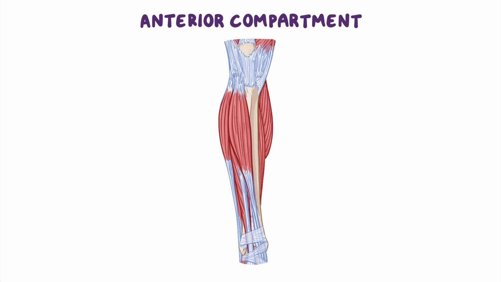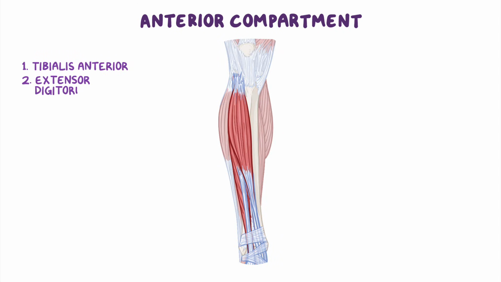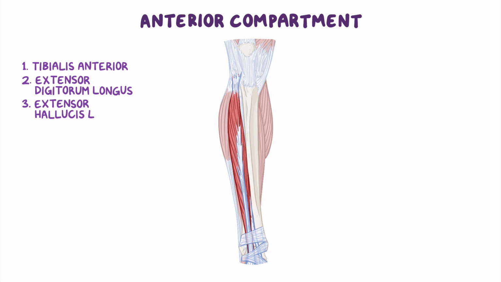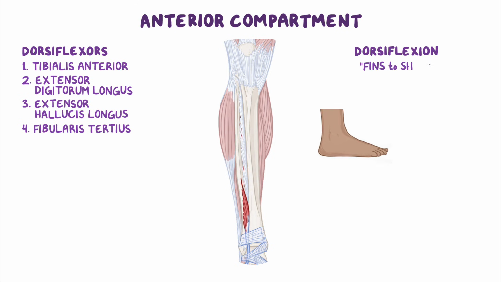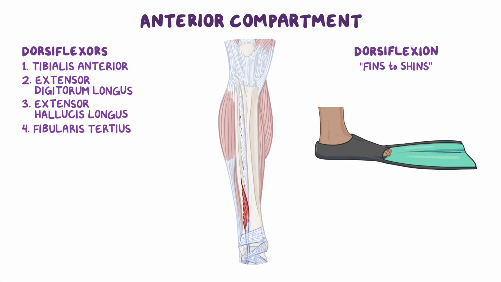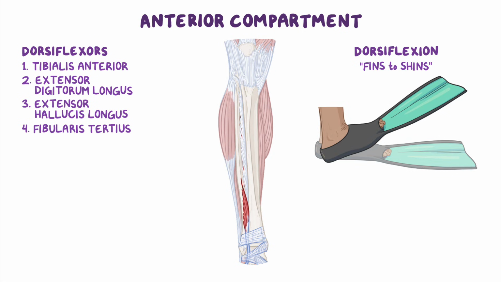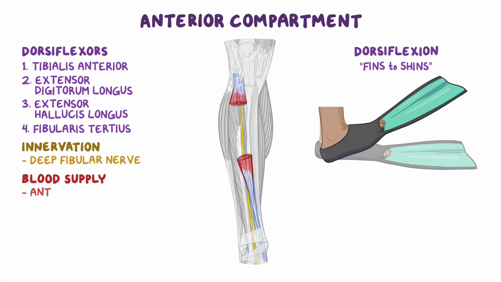The anterior compartment contains four muscles: the tibialis anterior, extensor digitorum longus, extensor hallucis longus, and fibularis tertius, which are all dorsiflexors of the ankle, raising the toes and depressing the heel. To remember dorsiflexion, think of the phrase fins to shins, with your toes being the fins you use to swim and you're bringing them up to your shins. The muscles in the anterior compartment are innervated by the deep fibular nerve, and blood is supplied via the anterior tibial artery.